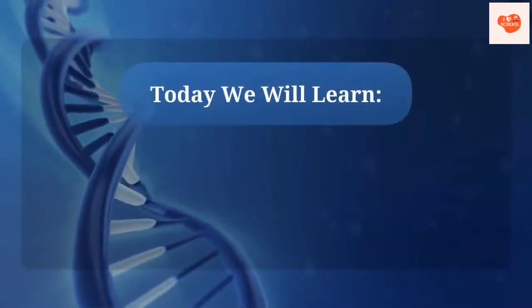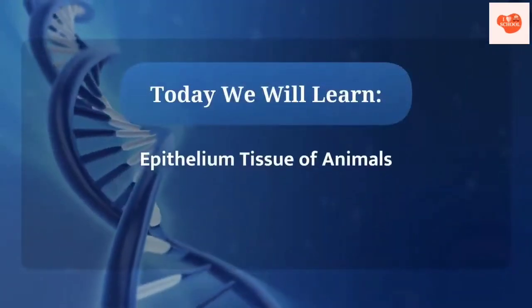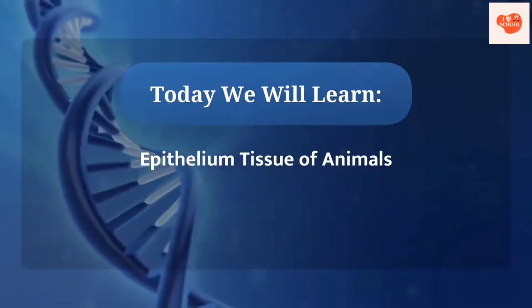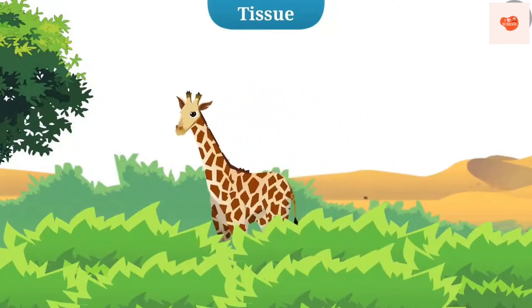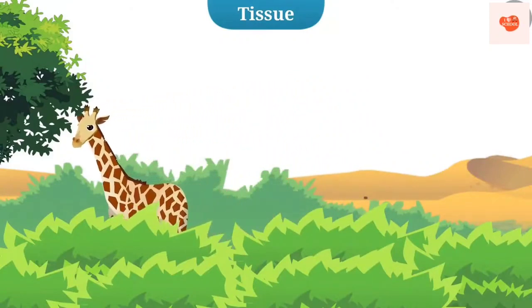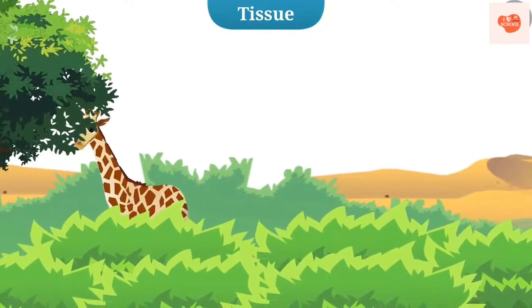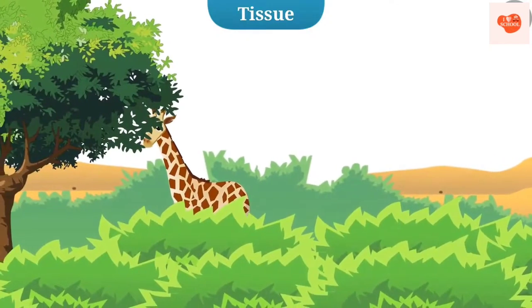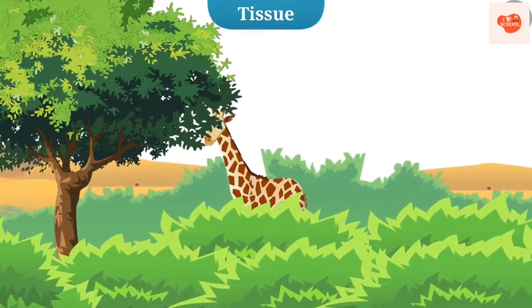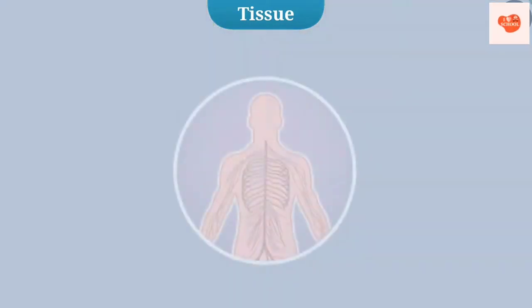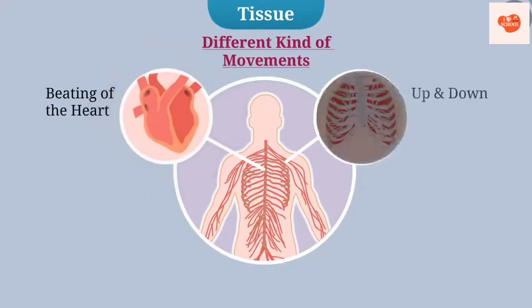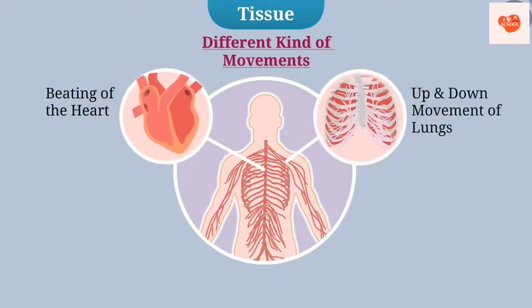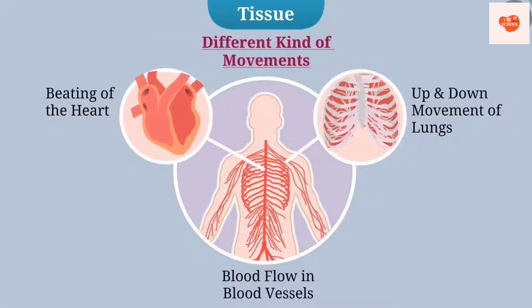Today we will learn about epithelium tissue of animals. In search of food, mate and shelter, animals move from one place to another and perform different kinds of movements. Along with this, organs present in the animal body perform different kinds of movements, for example, heartbeats, up and down movement of lungs, blood flowing in the blood vessels, and many more.